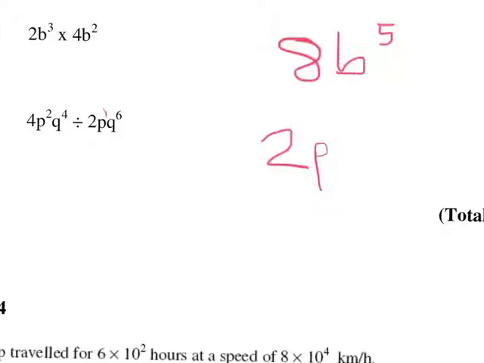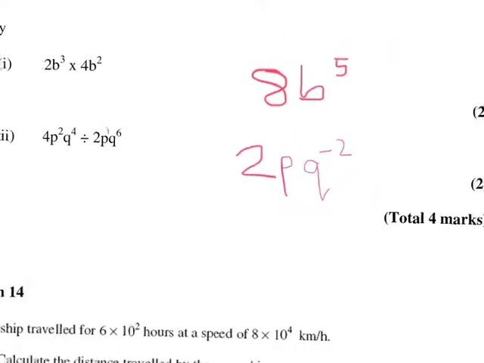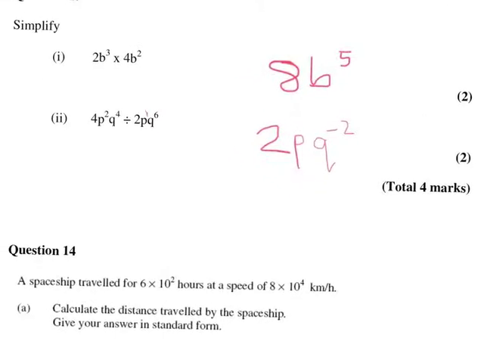q to the power of 4 divided by q to the power of 6 will leave us with a negative, because 4 take away 6 is negative 2. So our answer is 2pq to the power of negative 2. There's our 4 marks.